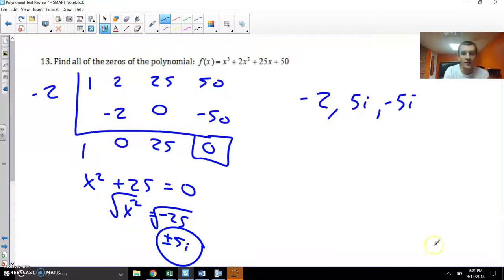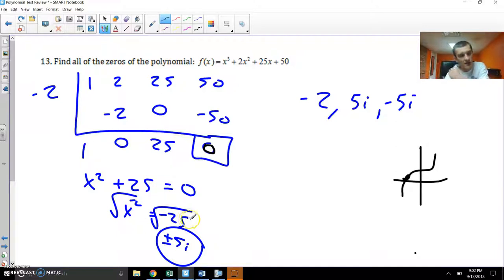We started graphing this one, and when we graphed this one, it crossed at -2. It crossed at -2 in the picture. So I took that -2 and used synthetic division. Once I got to the end and I saw that it was a perfect division, I turned everything back into a polynomial.